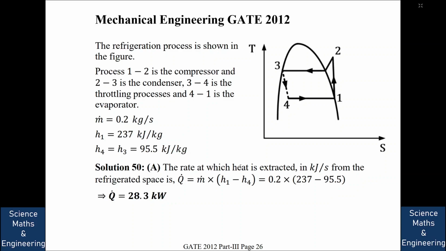Now the rate at which heat is extracted in kilojoule per second from the refrigerated space would be, as this is the evaporator, this is the refrigerated space, m dot into H1 minus H4. So now H1 we know, H4 we know, m dot we know. So from here we get the heat extracted Q dot is equal to 28.3 kilowatt.